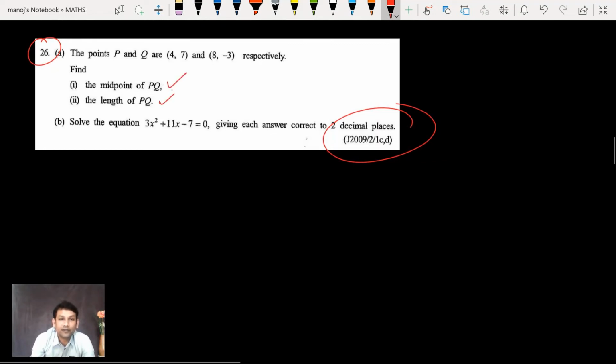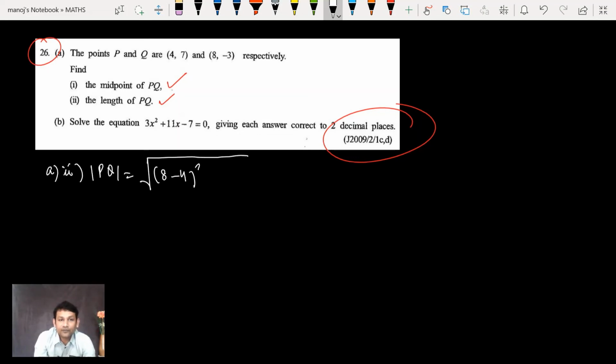The length, okay, the length we did not find yet. So length is the distance between 2 points. So the A part 2 is finding the length of PQ. Normally we write like this. The formula is x2 minus x1 whole square plus y2 minus y1 whole square. 8 minus 4 whole square plus minus 3 and minus 7 whole square.